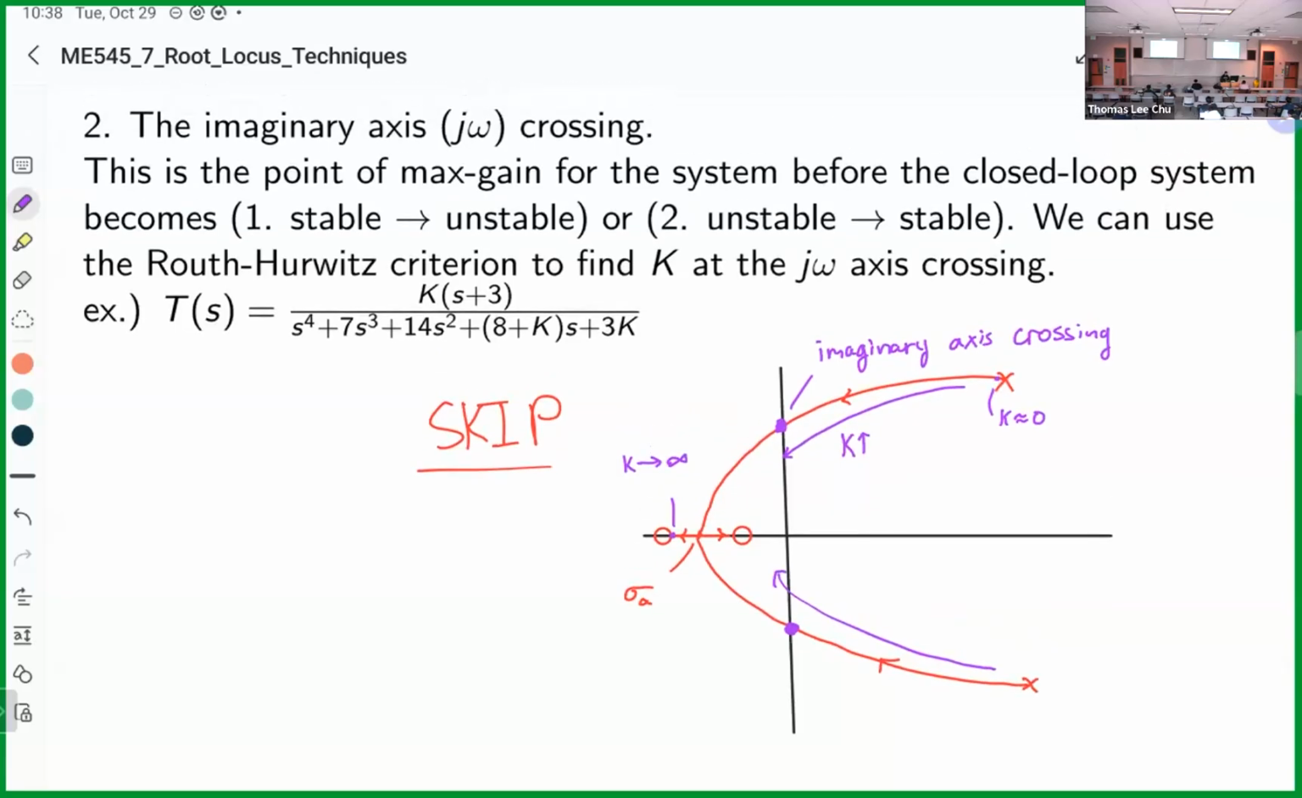We don't really care too much about poles becoming, I mean, we do also care if poles become real and then become complex conjugates, but this is, I would say, more crucial because this relates directly to stability. In MATLAB, we can just determine that imaginary axis crossing K by finding the value of K at that point where it doesn't have any real components. But in this class, I wouldn't worry too much about it.